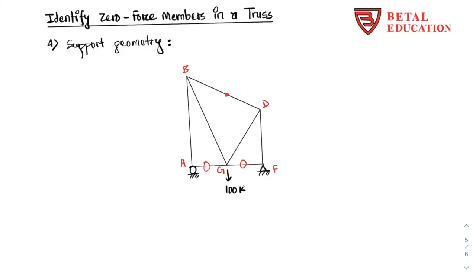Just remember, if there was a horizontal force at some point on the structure, then there would be a reaction at the pin support, and the force on GF in that situation won't be zero. But for now, we don't have any horizontal force acting on the truss structure, so the force on member GF is zero. That is all. So let's move on to rule number 5.